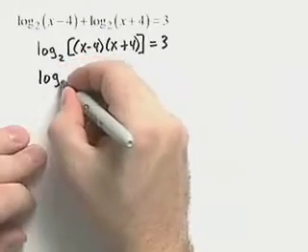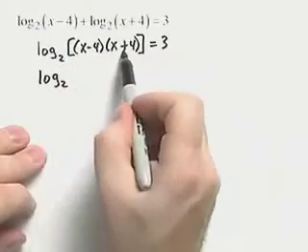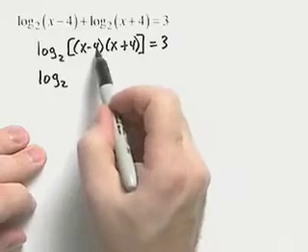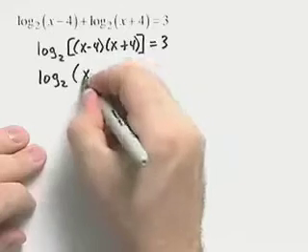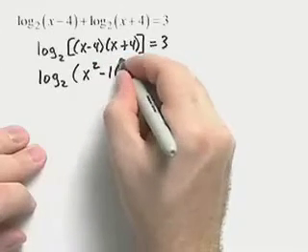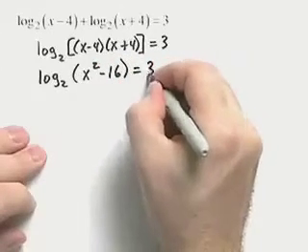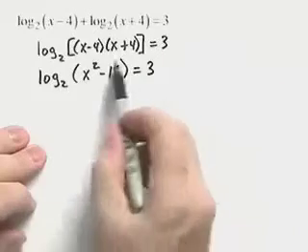I'm going to clean that inside up a little bit. See, x minus 4 times x plus 4, that's going to be a special form when we multiply that together. Look at the difference of two squares, x squared minus 16. That equals 3.